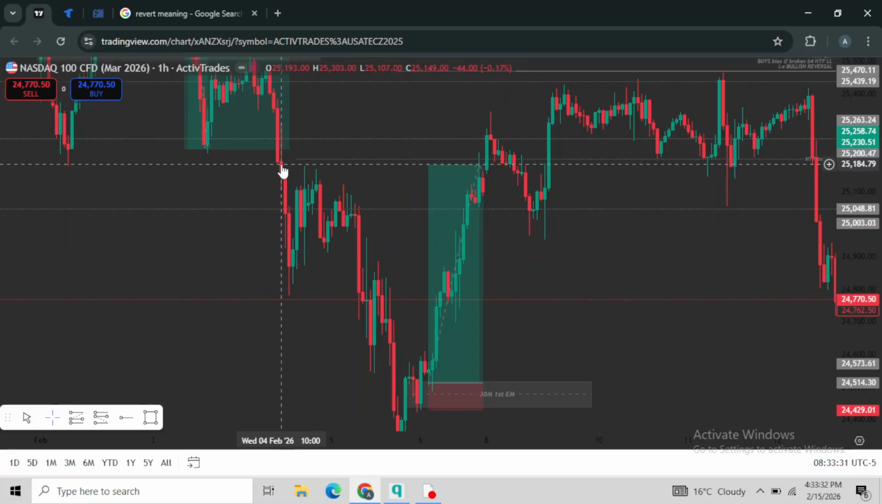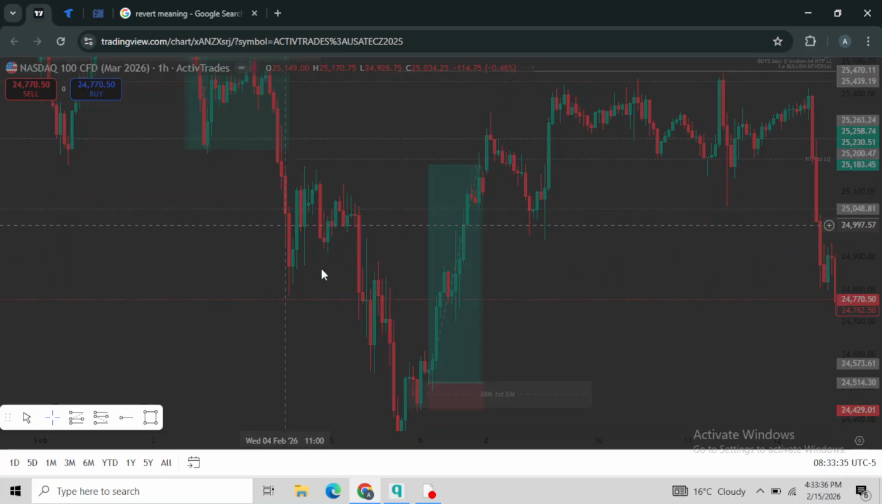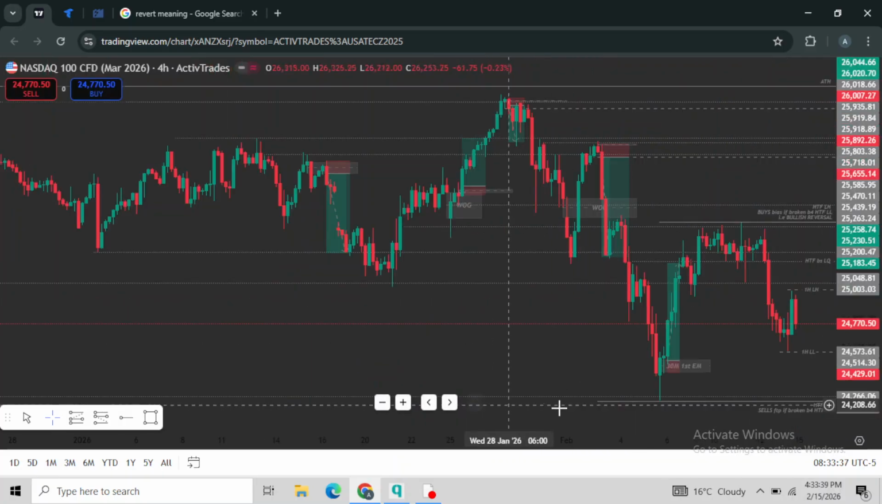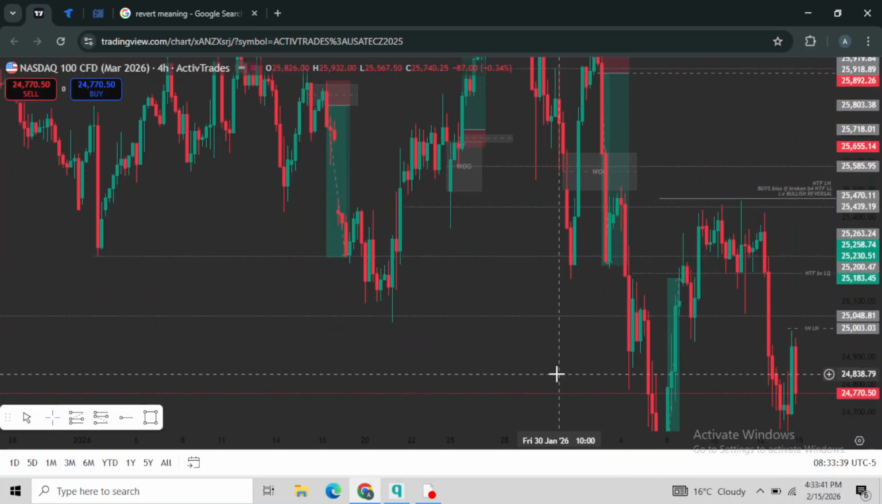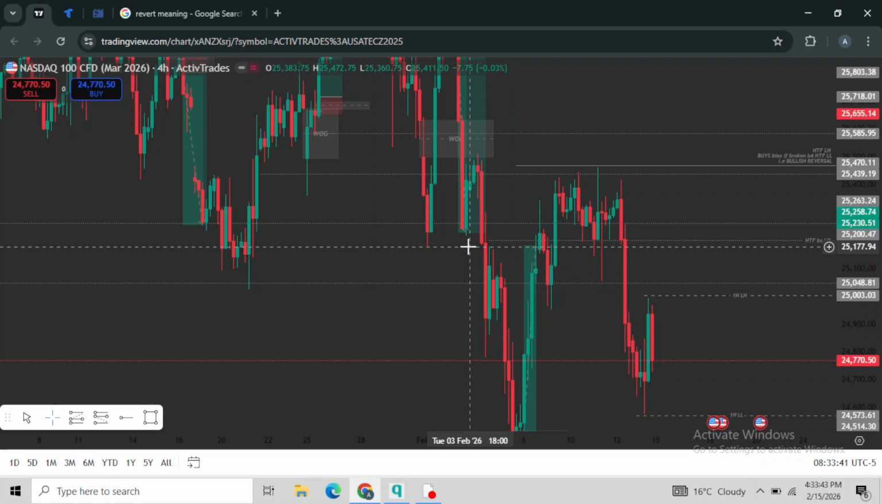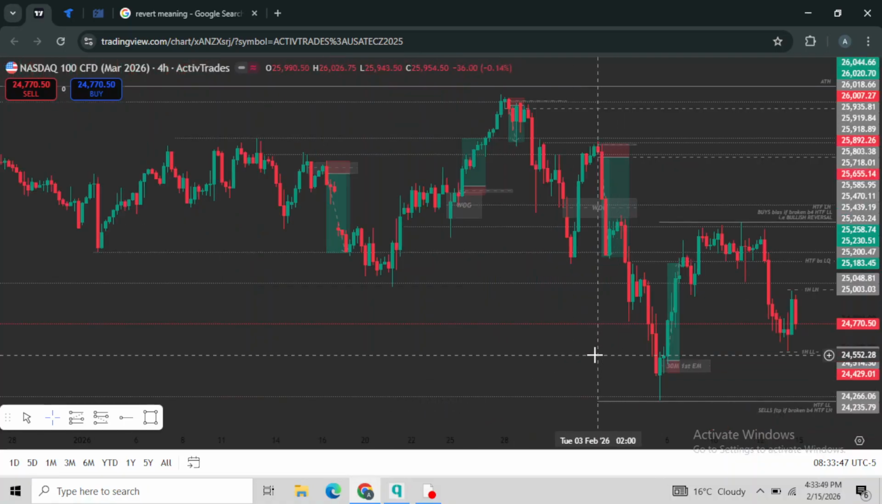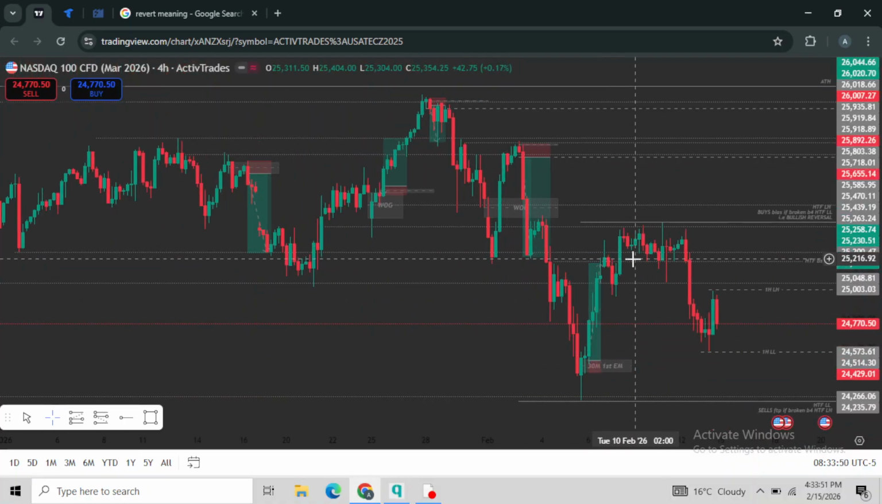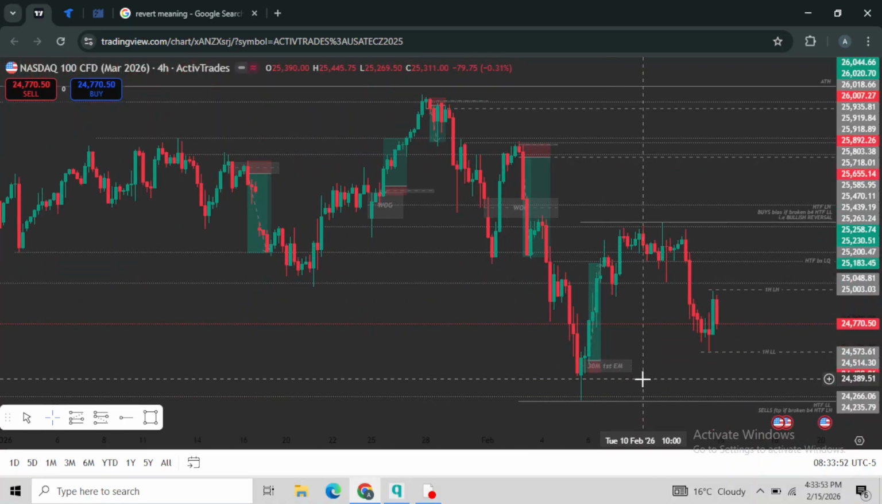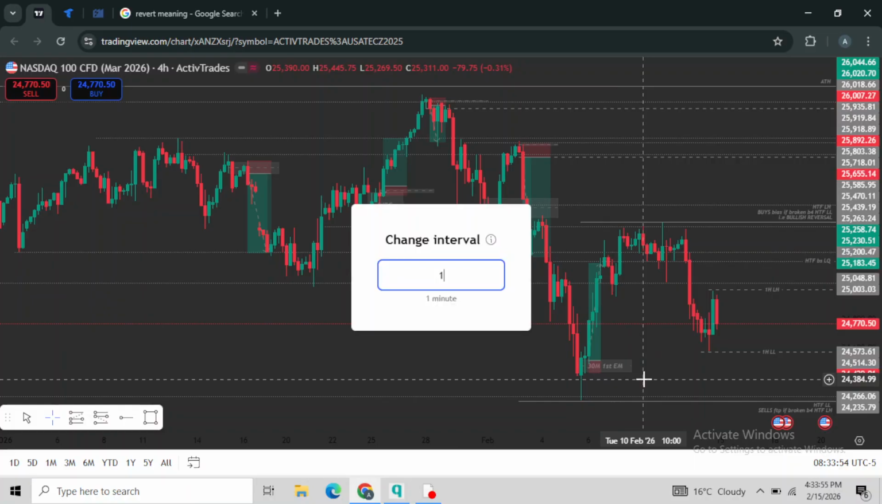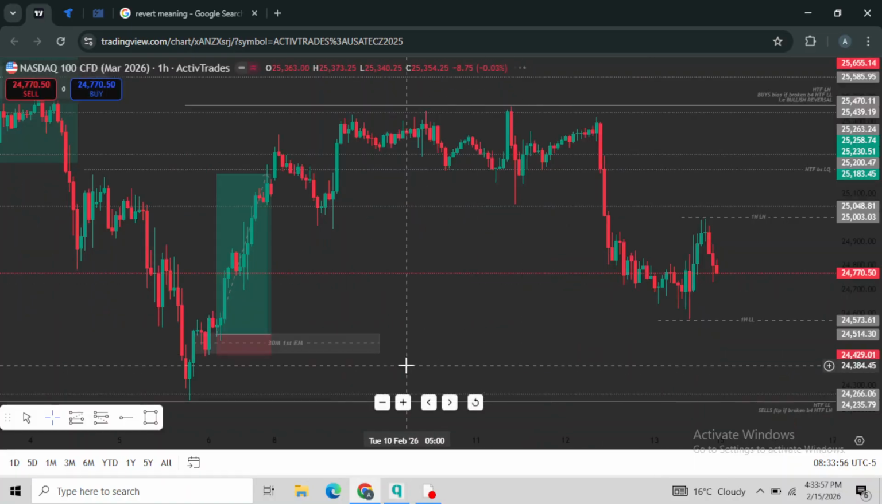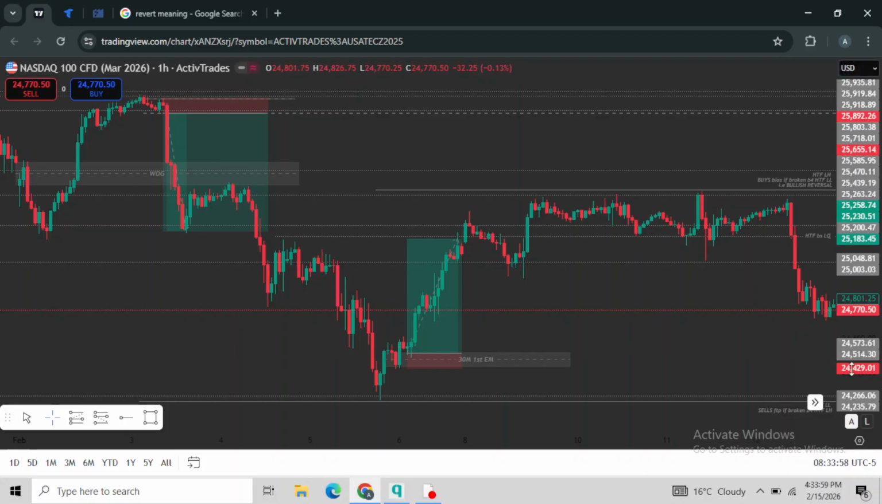This here is my main take profit because when we come to the 4 hour, here it is, that is the 4 hour buy side liquidity that price needs to sweep before we consider it going lower. So that's it for the first trade. This is how it looks.